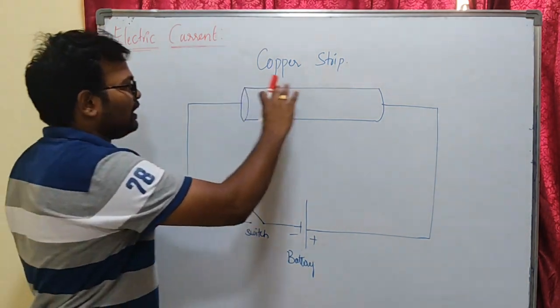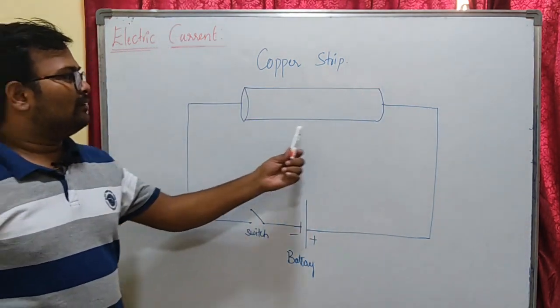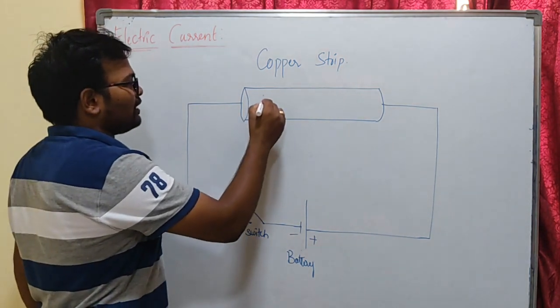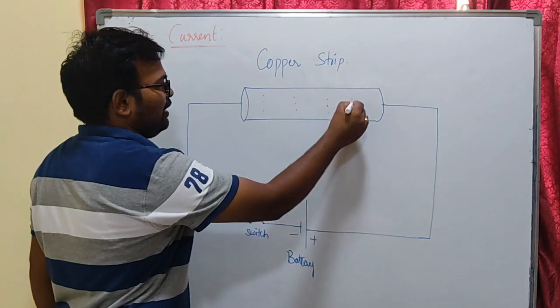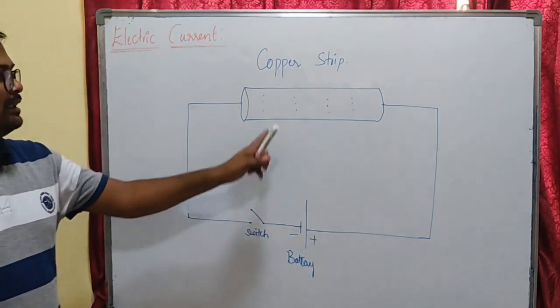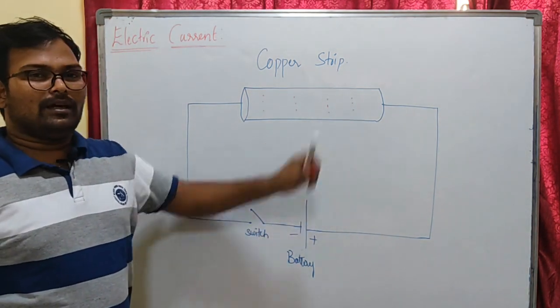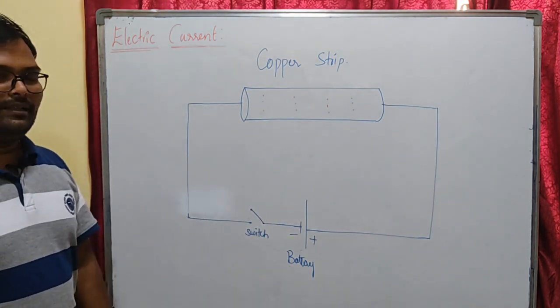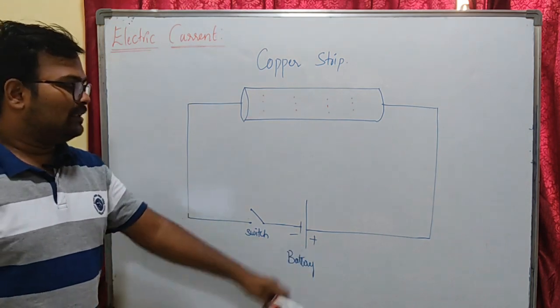This part is a copper strip, copper material. Because copper is a conducting material, there will be free electrons in the copper. I am mentioning them as dots. These are the free electrons available in the copper. Now I am going to excite this copper material with a voltage supply, that is a battery. This minus plus is the battery symbol.